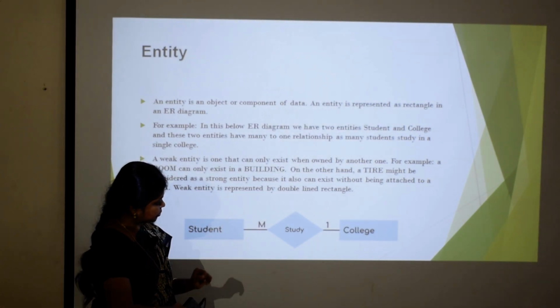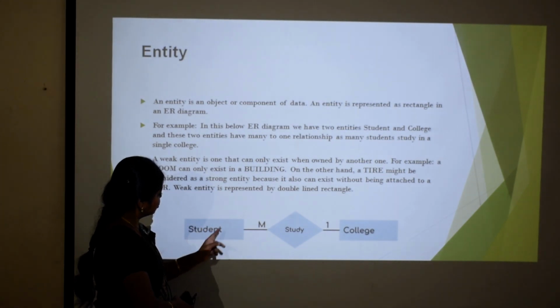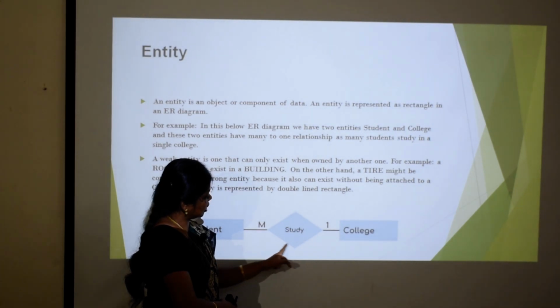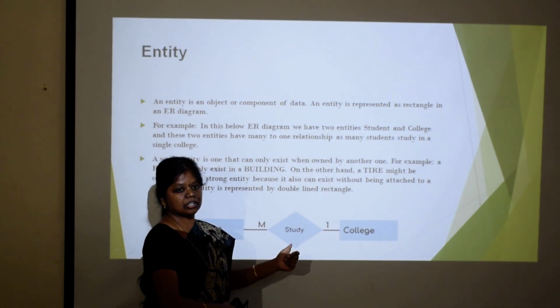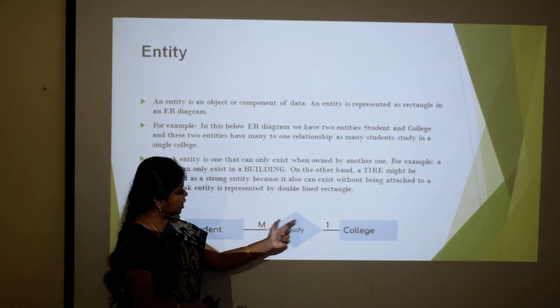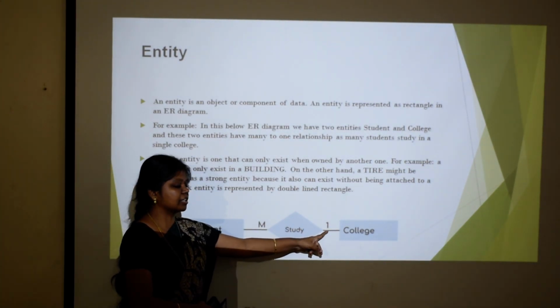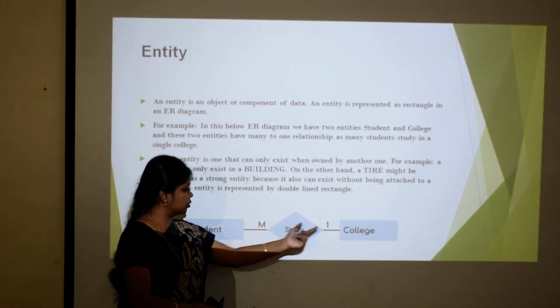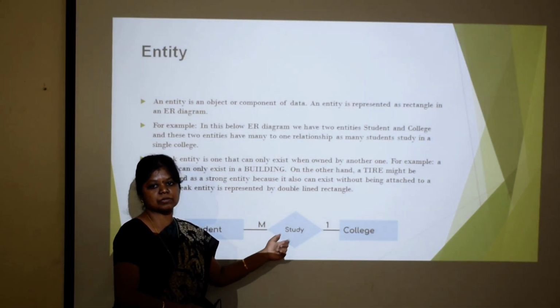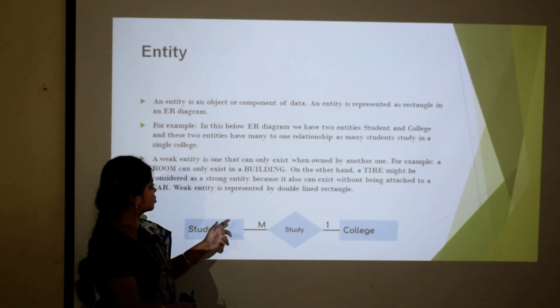Here one diagram is given. See here, this is the student entity and college is another entity. What is the relationship between the student and college? They are studying in the college. Here the relationship is also mentioned, that is cardinality. One college has many students, so a many-to-one relationship is maintained with this college. So this is called an entity.